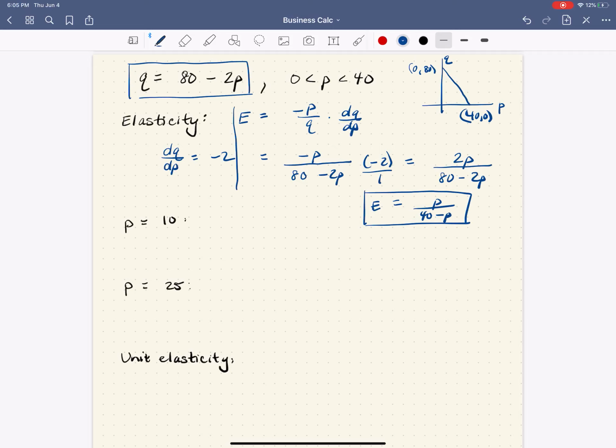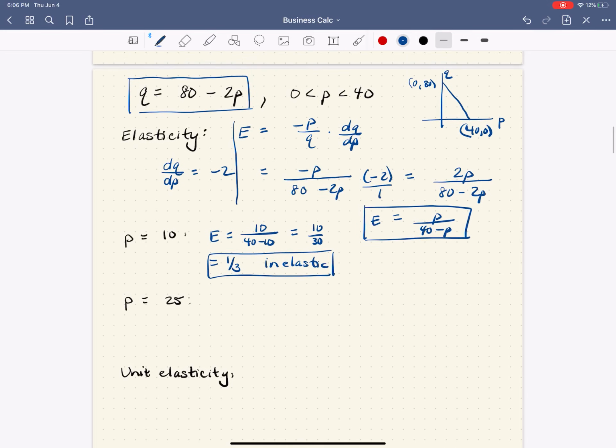Okay, so then let's look at what's happening at a price of 10. So if the price is 10, that means the elasticity is, by the formula, 10 over 40 minus 10, which looks like 10 over 30, which is 1/3, which, remember from our definitions, is inelastic. So remember that inelastic means that I have room to breathe here, right? I can increase the price without taking away from my revenue. In fact, increasing price is going to increase the revenue. So that's a good thing, okay?